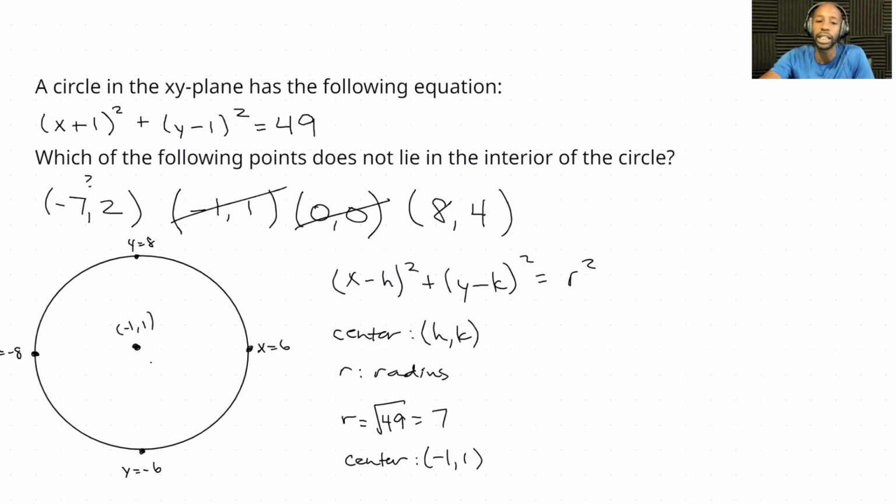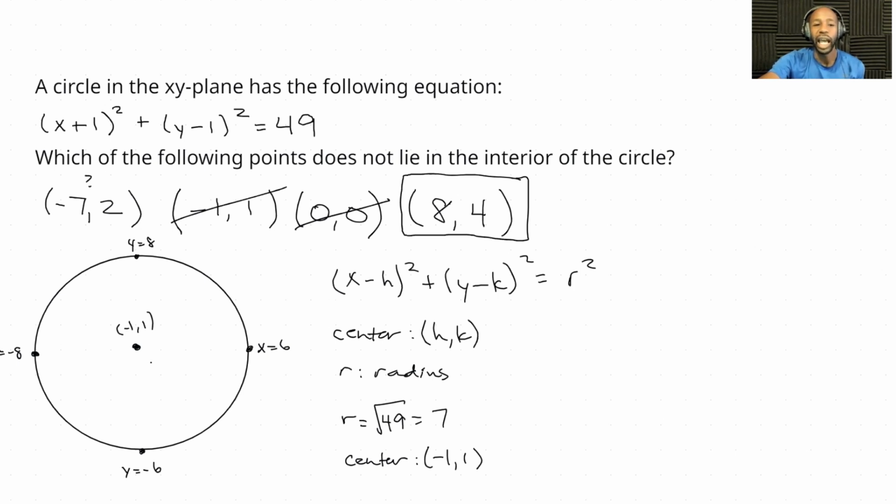What about 8, 4? X equals 8. You can clearly see that's outside of the circle. So this point, 8 comma 4, is not going to be in the interior of this circle. Now, if you want to check any of these, what you could do is plug 8 in for x, and then 4 in for y, and then that will help you to make sure whether or not this is true.